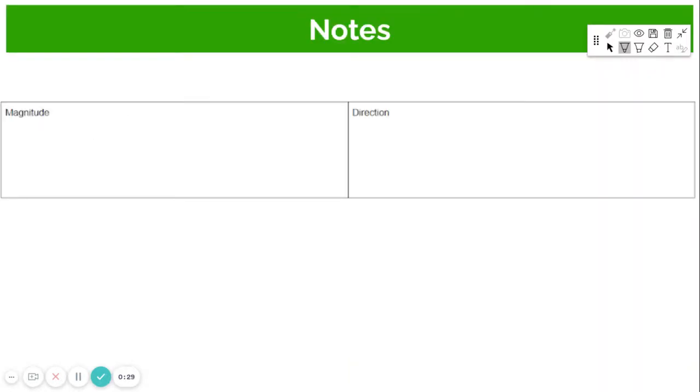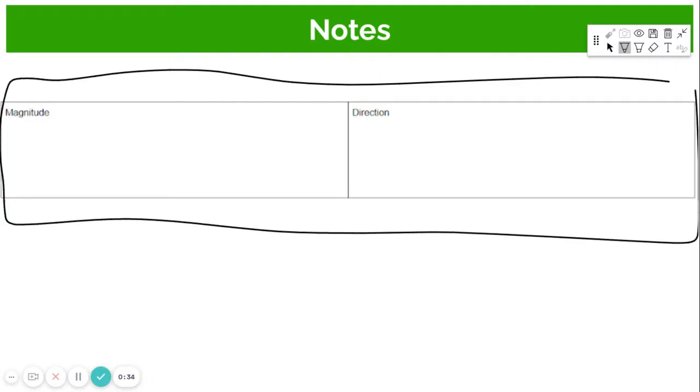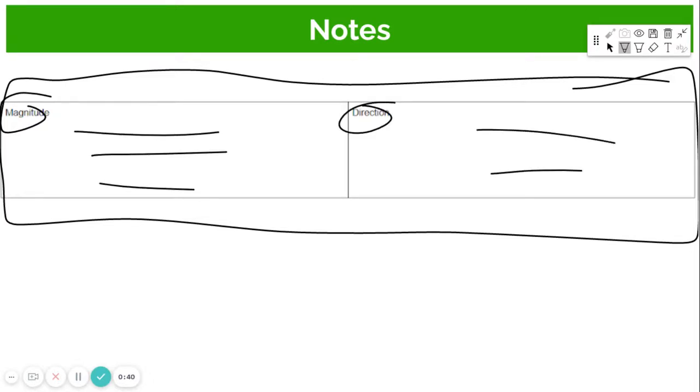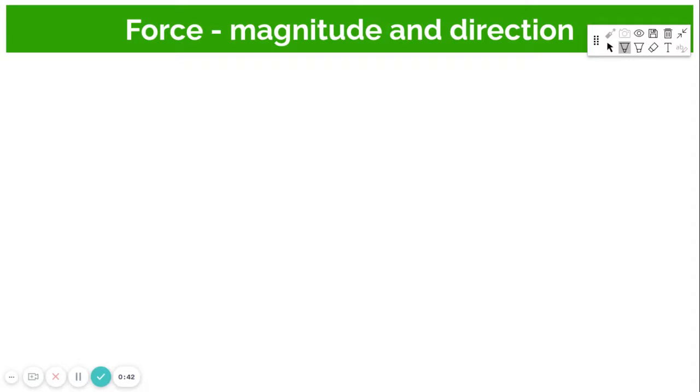So let's jump straight into it. I've given you notes. You can use this part of the notes right now. For this objective, this video, we're only going to be talking about magnitude and direction. So you're only going to write down your notes in these two blocks. All right, fantastic. Let's get going.